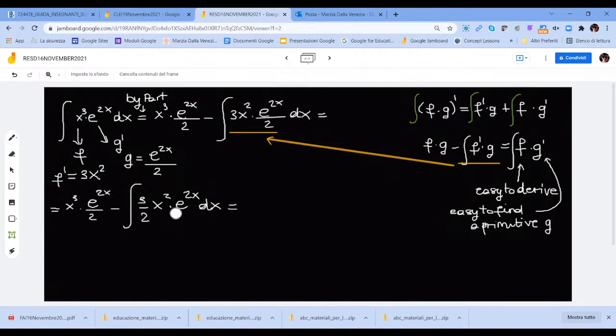So we can again consider these two functions, this product, as a new product that we can integrate by parts. What is now our f and what is now our g prime? This is again f and this is g prime, because we can very easily derive this function, so this is 2x, and we can very easily obtain the primitive of g prime, that is g, e to the 2x divided by 2.